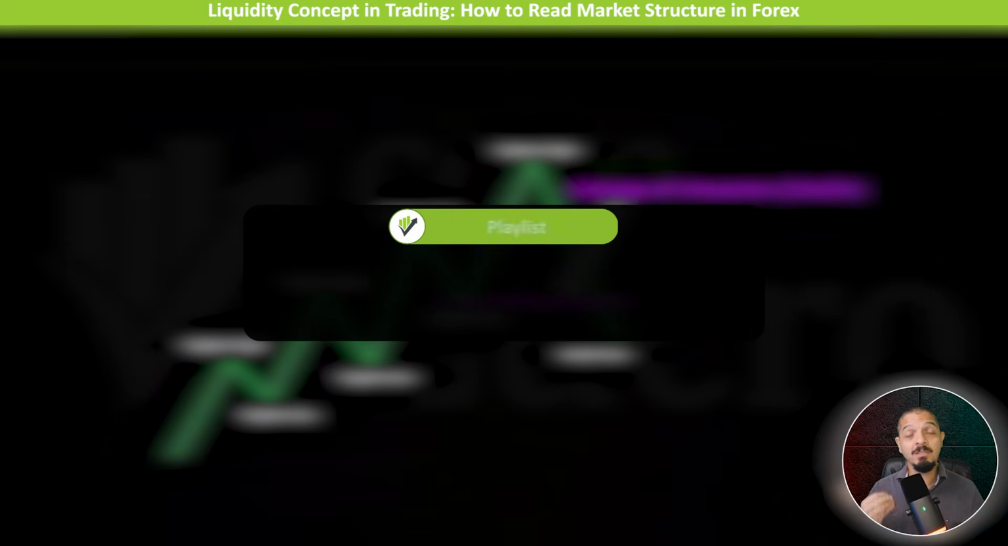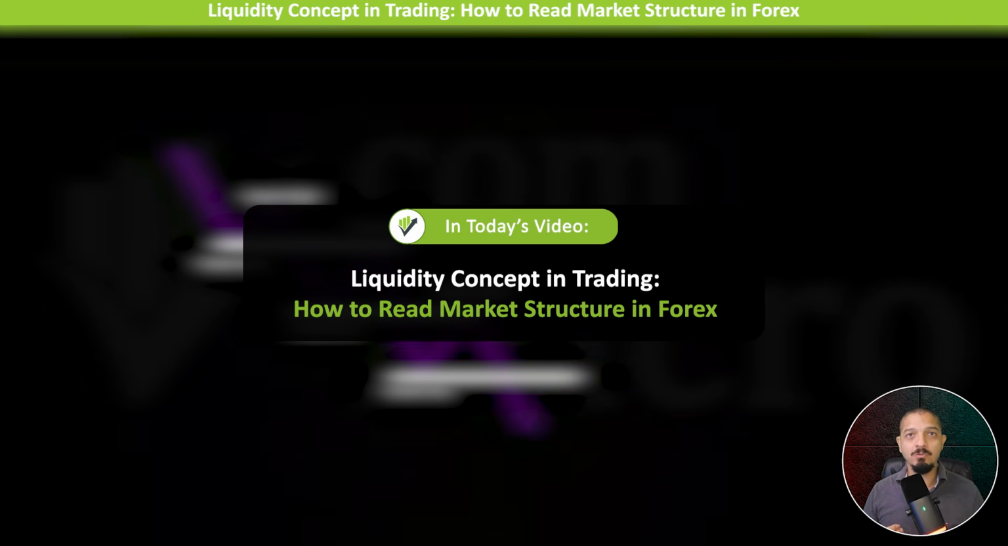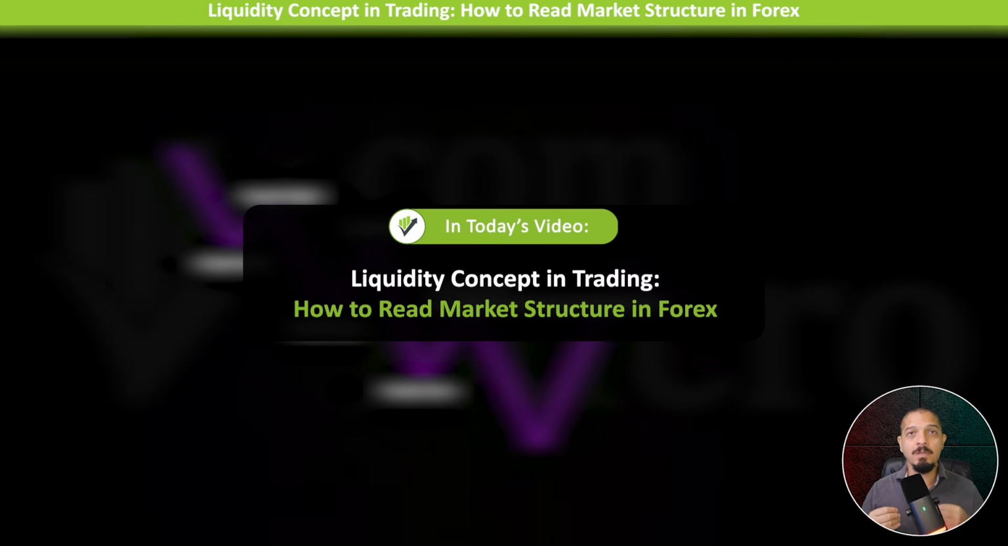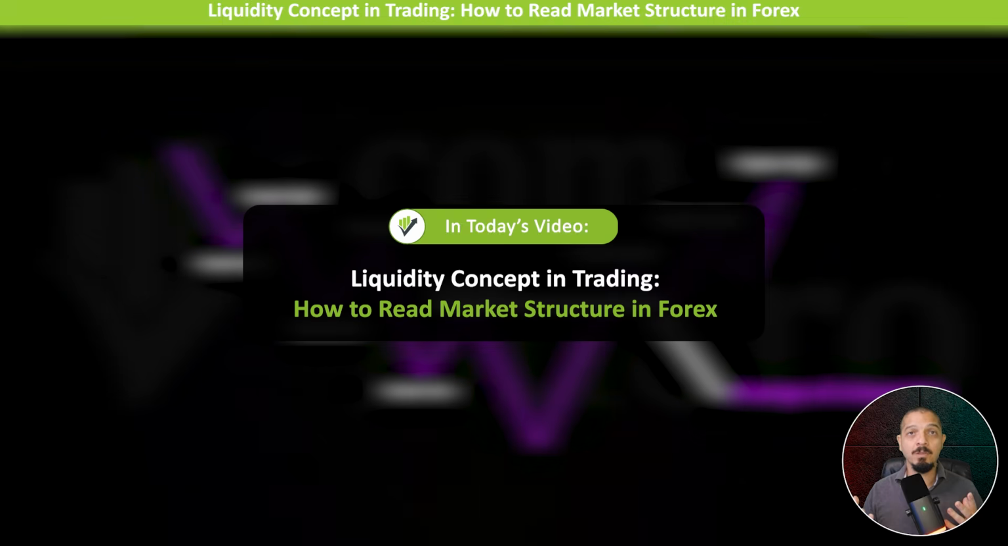By the end of this session, you will understand how professional traders read market structure, how liquidity drives price movements, and how inducement creates the conditions for the real move in the market.